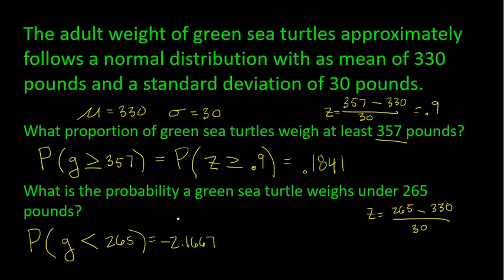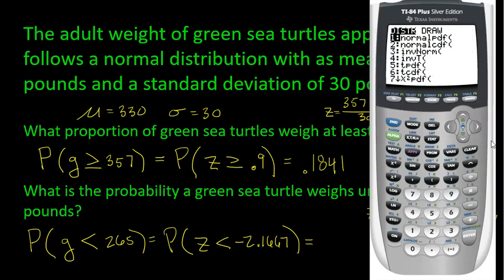All right, so now, whoa, what did I do there? I made a big mistake. That is not the answer. That's the z-score. That's not the answer I'm looking for. Sorry. Negative 2.1667. So now this question about green sea turtles being under 265 pounds is equivalent to z-scores being under negative 2.1667, right? That is how many standard deviations a 265-pound sea turtle is from the mean. All right, so now to answer that question, I'm going to grab normal CDF. I'm actually happy I made that mistake because a lot of people accidentally do what I did. They think the z-score is the answer, but it's just part of the answer.